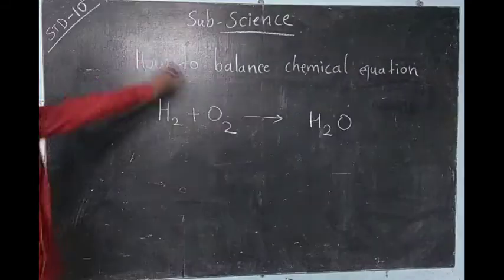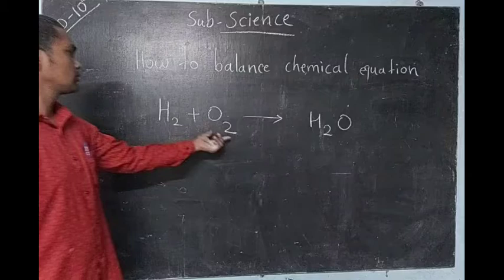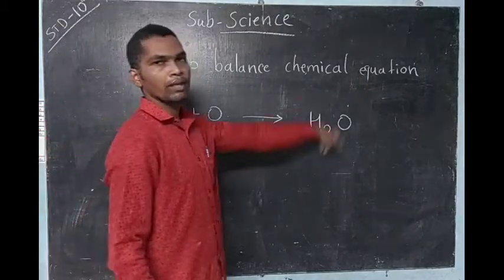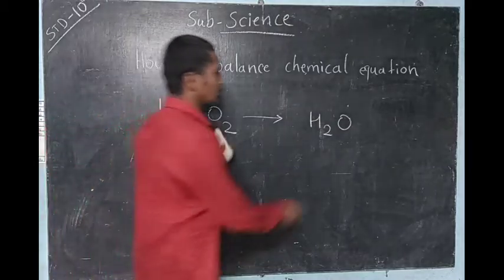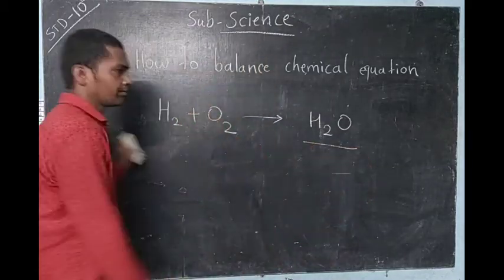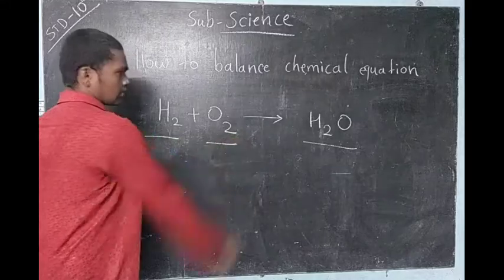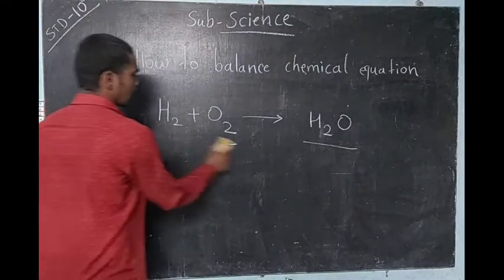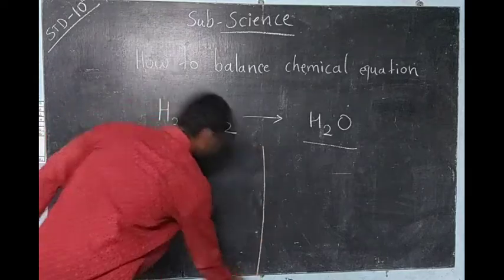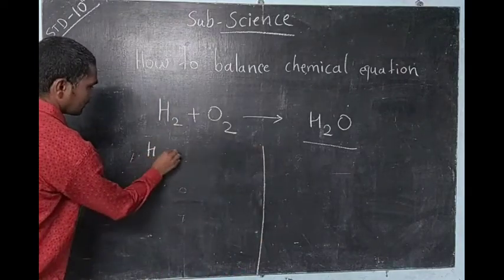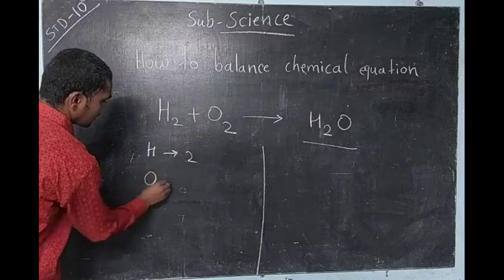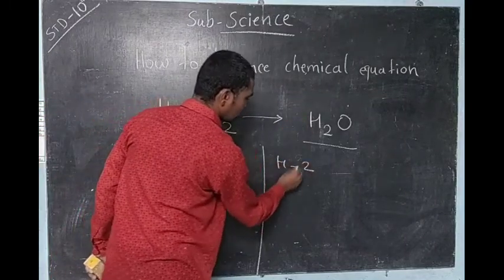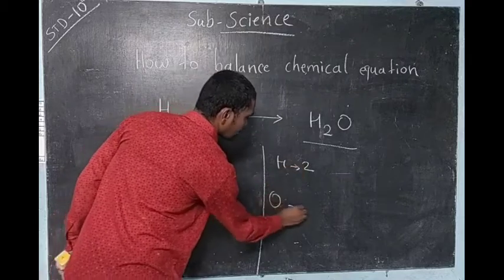Okay. 2 hydrogen atoms and 2 oxygen atoms come together to form one molecule of water. This is water. Okay. This is hydrogen and oxygen. So observe this reaction. If you observe both sides, then you will understand. Hydrogen number is 2, oxygen number is 2. Here hydrogen number is 2, but oxygen number is 1.